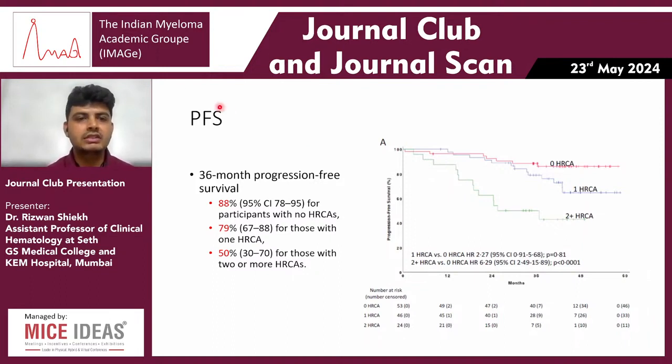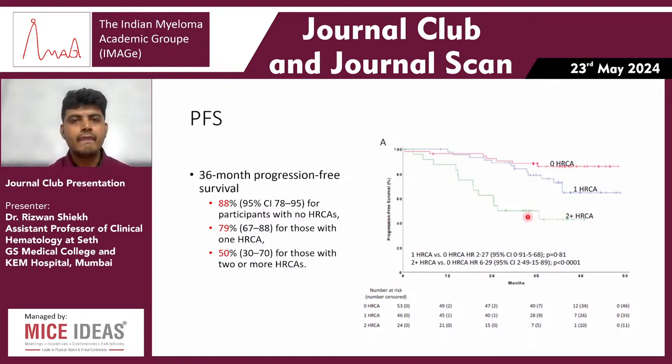Coming to the survival analysis, this is the 36-month PFS. This is the Kaplan-Meier curve. The red one is for no high-risk abnormality, and that is around 88%. The blue curve depicts the survival of patients who have one high-risk cytogenetic abnormality, and that is around 79% at around the 3-year time point. And for patients who had 2 or more high-risk chromosomal abnormalities, around 50% is the 3-year PFS.